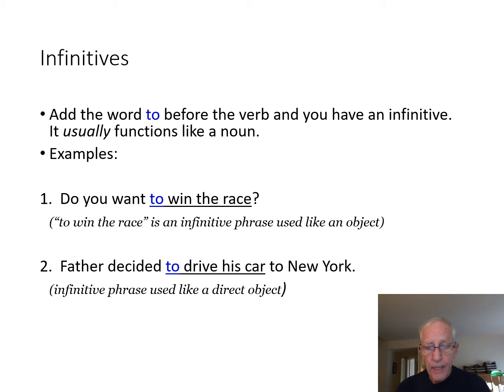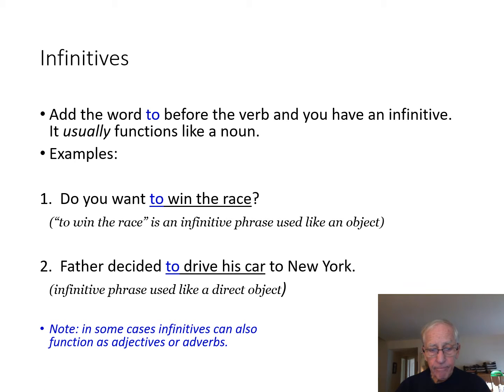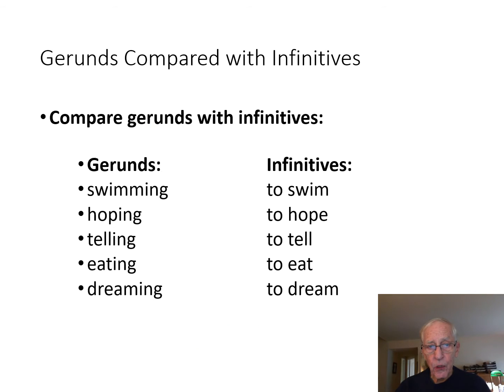Example 2, father decided to drive his car to New York. Here we see the to again, to drive, there's an action verb. So to with the action verb becomes an infinitive. And now we might think that he is driving, and that's probably true, but the important part in this sense is the decision, the fact that he decided to drive. So the infinitive phrase is used as a direct object in this case. There's a note there that in some cases infinitives can function as adjectives or adverbs also.